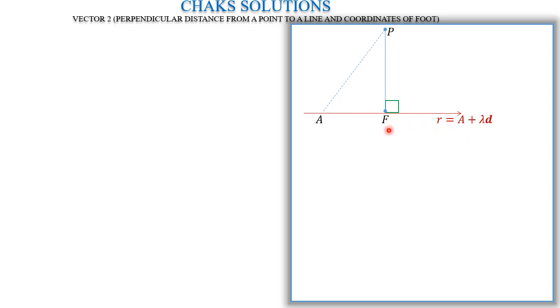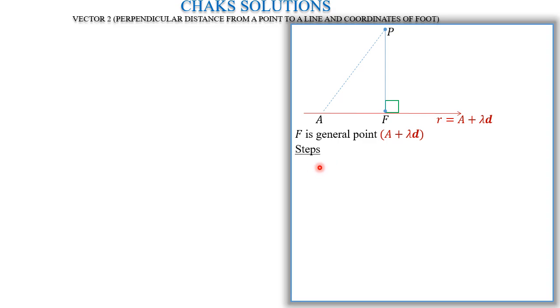Which means we can find the coordinates of the foot here, since the coordinates of the foot will be equal to A plus lambda D. What it actually means is that there is a parameter that we can put into the equation of the line such that we can find the coordinates of the foot. Alright, so we have steps that I've outlined on how to find the perpendicular distance from point P to F, and also finding the coordinates of the foot.